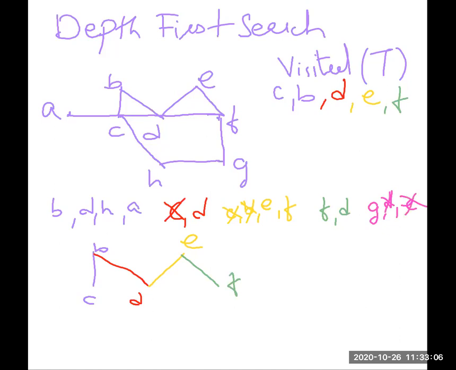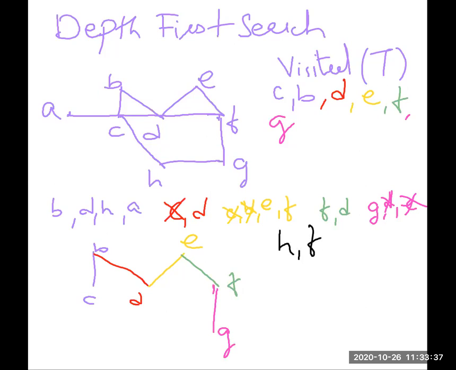G is not in T, so add G to T and add the edge F to G in the tree. Now make the current vertex G, visit G. Visiting G means what? Find the adjacent vertices of G. H and F are the adjacent vertices of G.